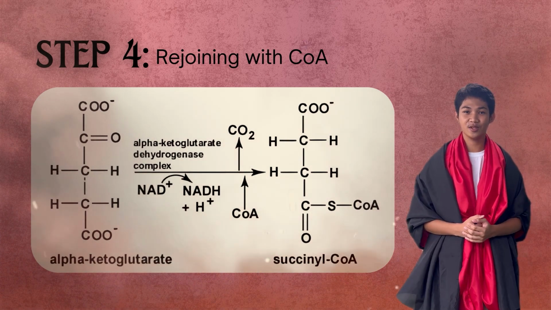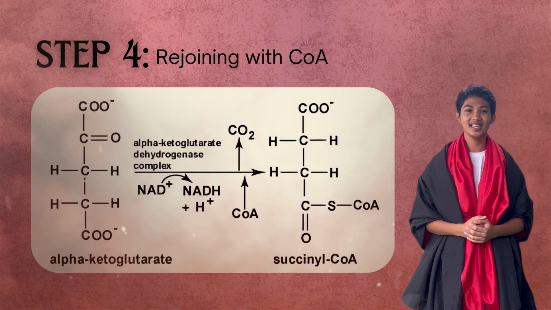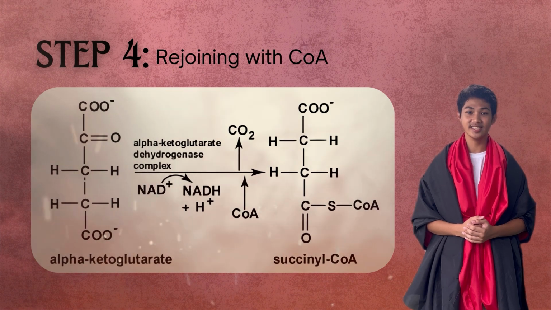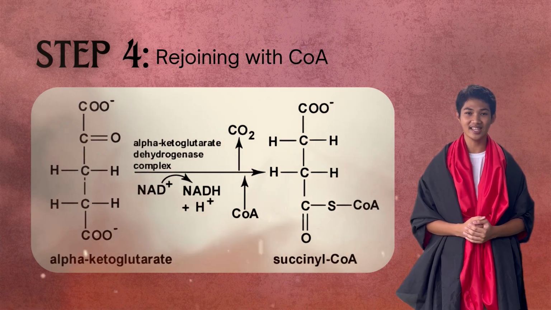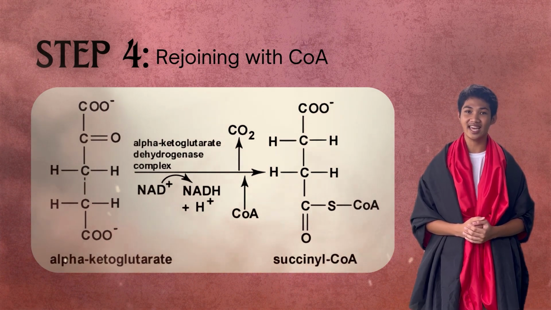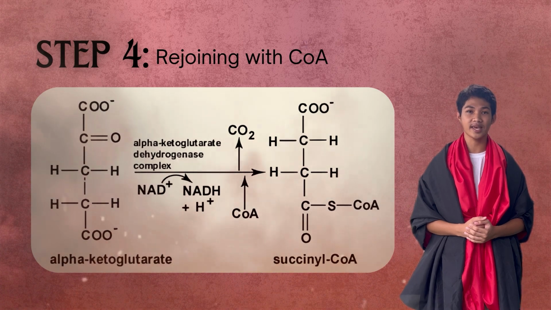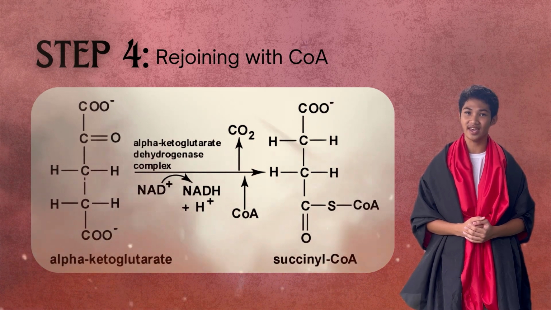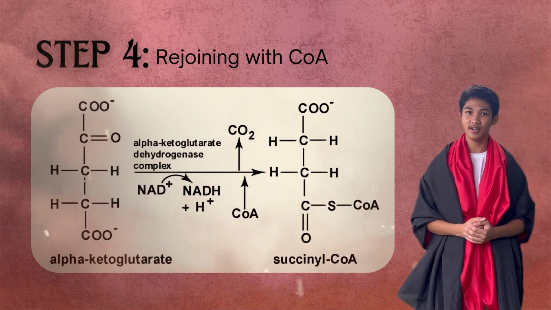Fourth is rejoining with CoA. By the enzyme ketoglutarate dehydrogenase, alpha-ketoglutarate is oxidized by NAD+, producing NADH, and joins with coenzyme A to form succinyl-CoA, with CO2 as a byproduct.